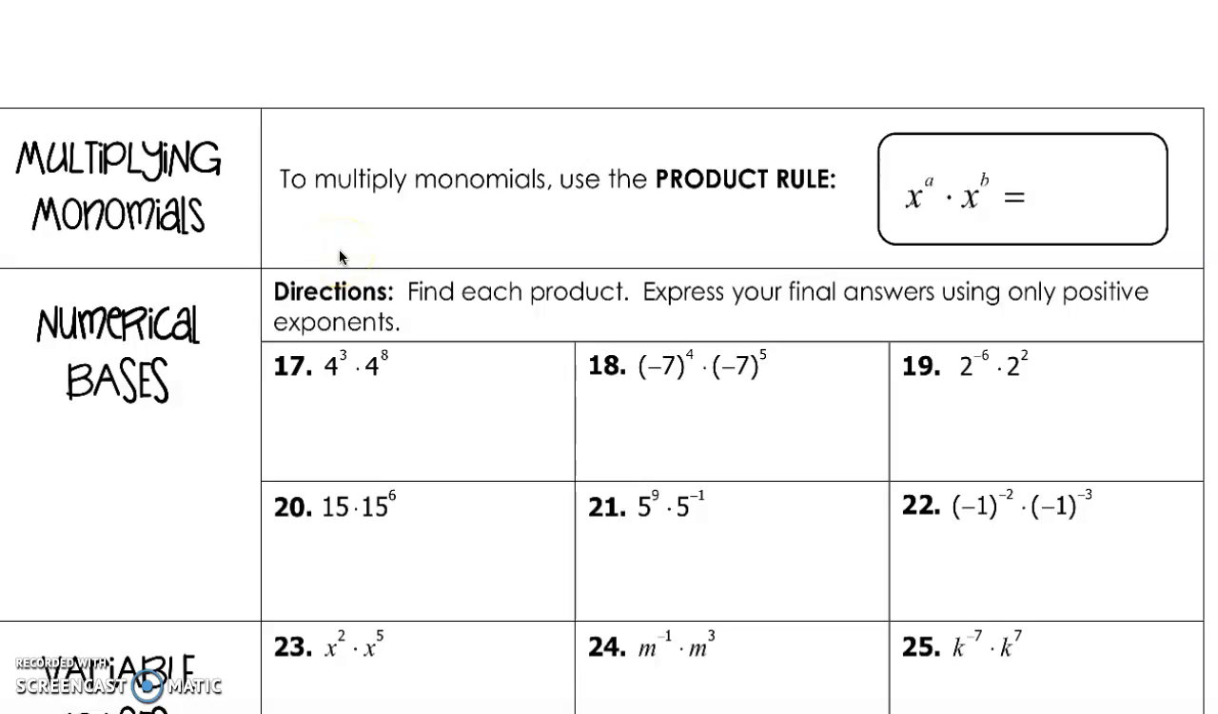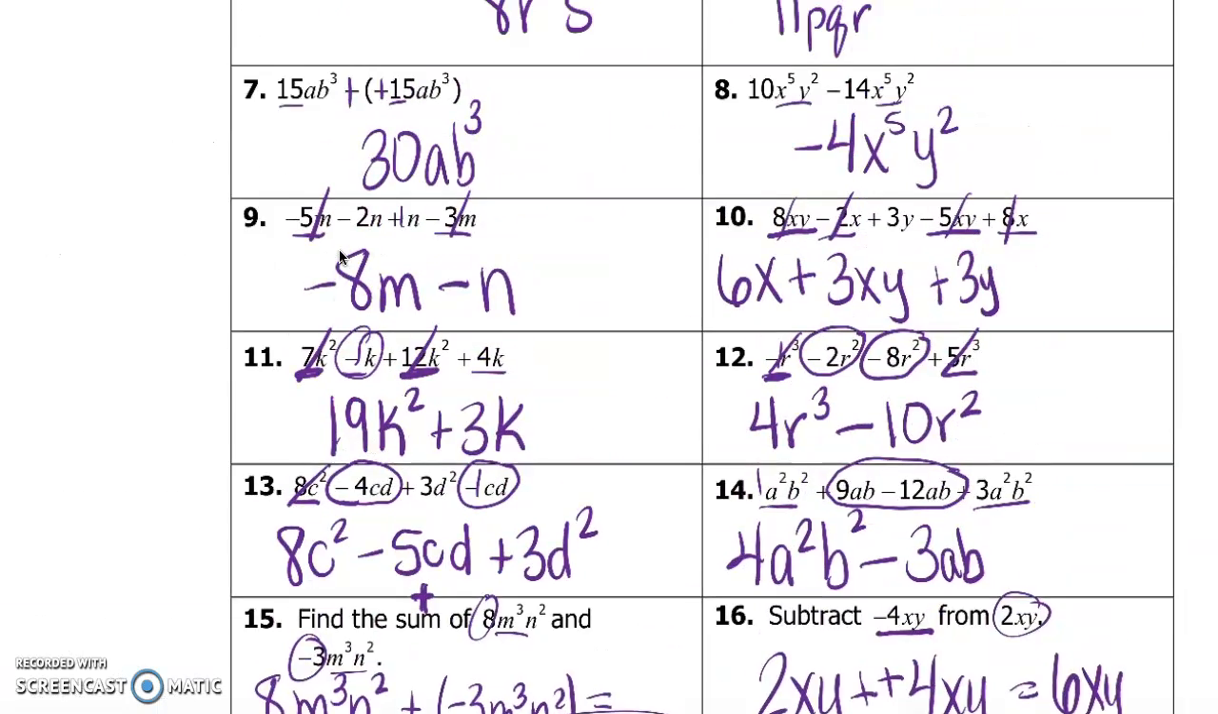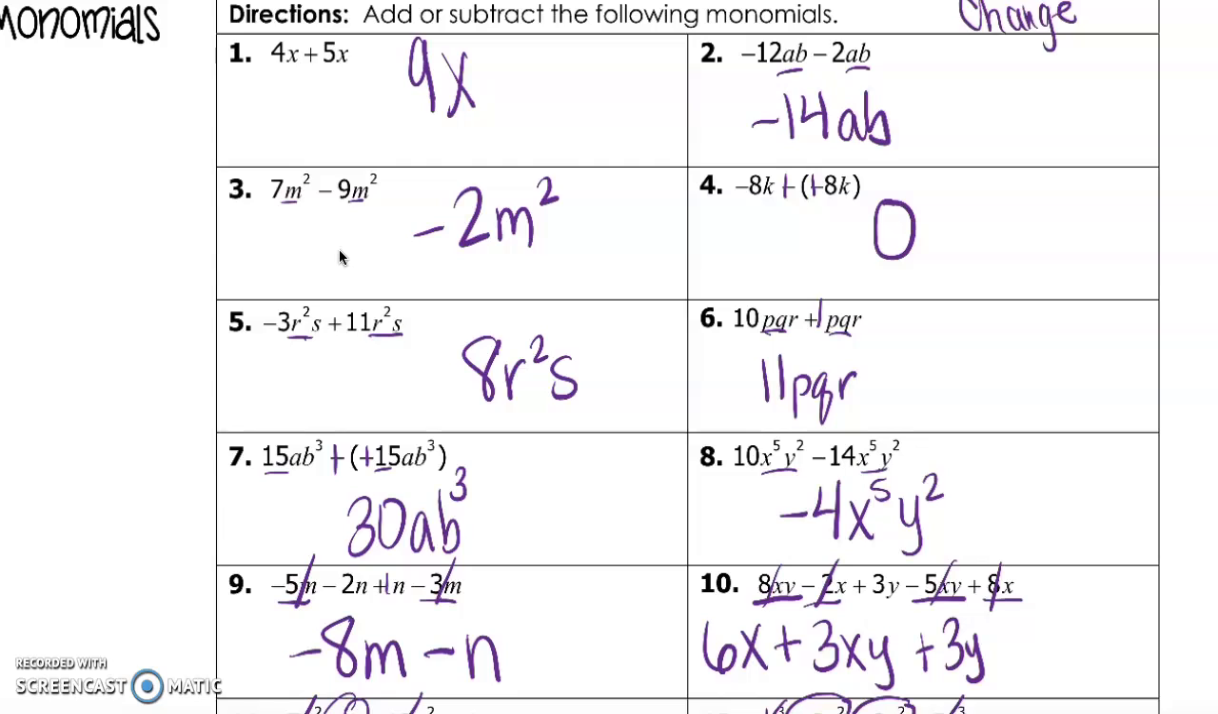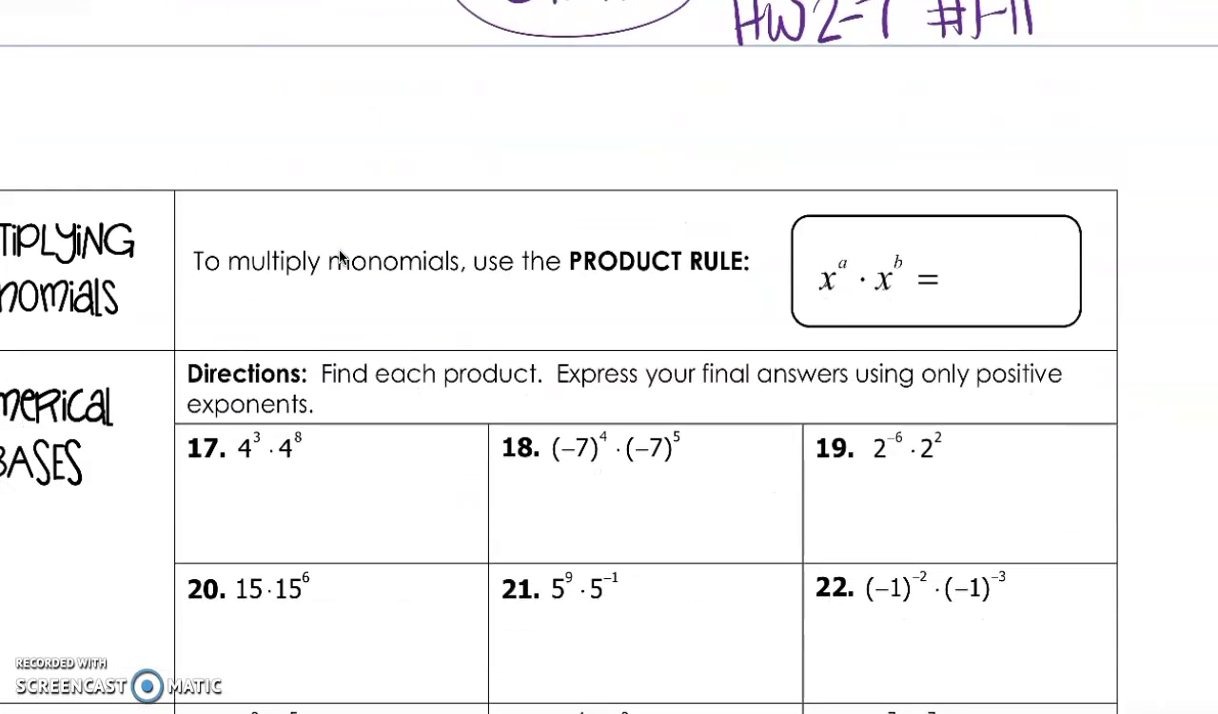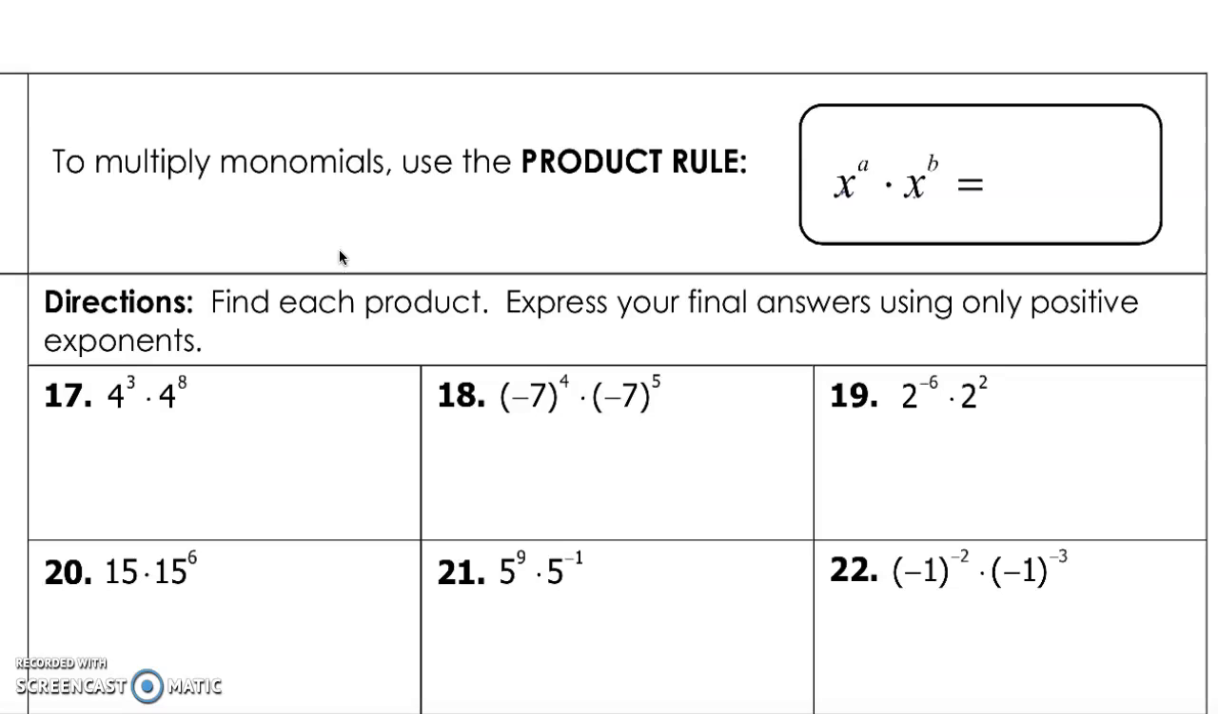On page 2-12, we are going to learn how to multiply monomials. So remember, a monomial is just one term, a number with a variable, just a variable. It can have exponents, all of that stuff. On page 211, we added and subtracted monomials. So if we look right here quick at number 5, -3 plus 11 gives us 8, and then the R and the S stayed exactly how they were. What's going to happen when we're multiplying them is we're going to have to change the exponents now.